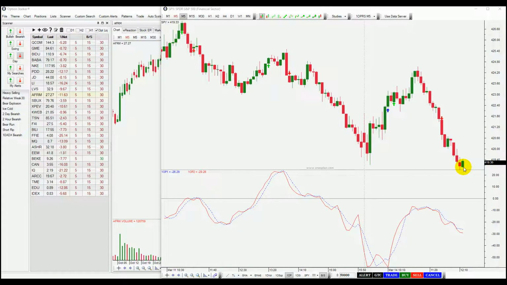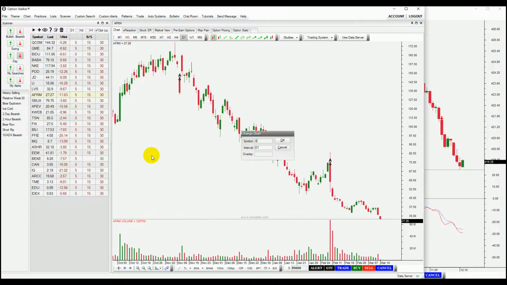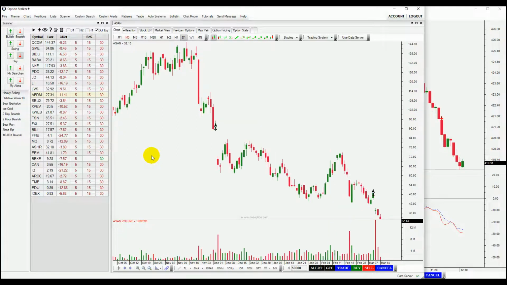Pete, what's got you so bearish? I'll tell you in a second. But first, let's take a look at the previous trade that I highlighted. ASAN was our short. And they had just come out with earnings.